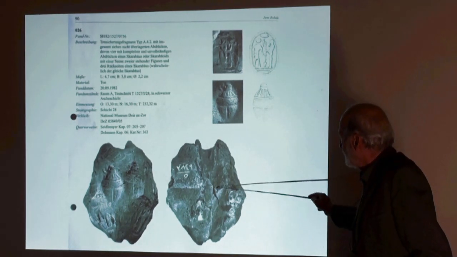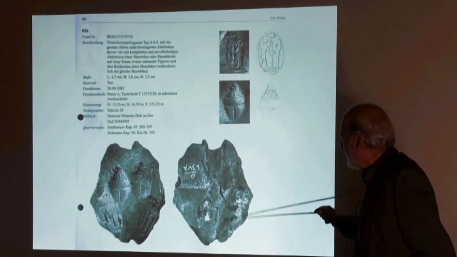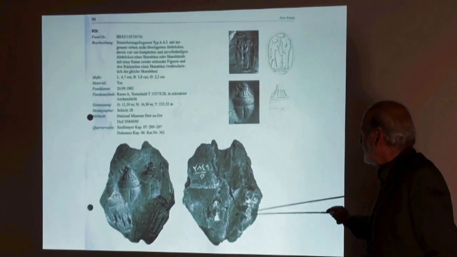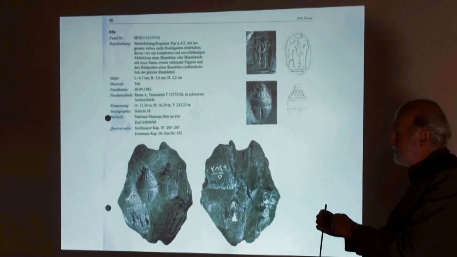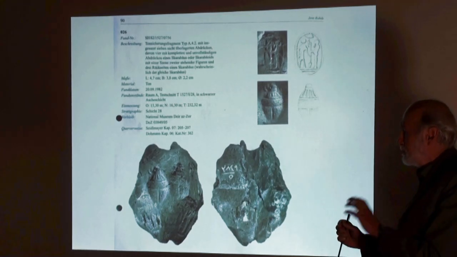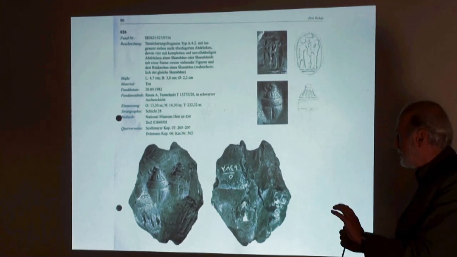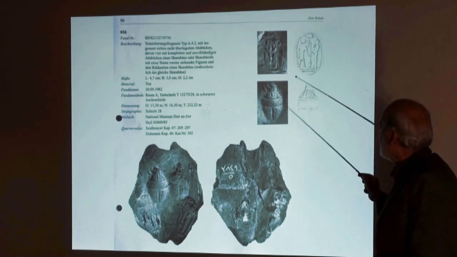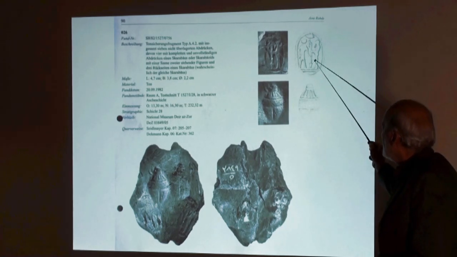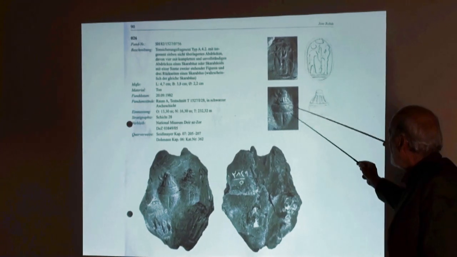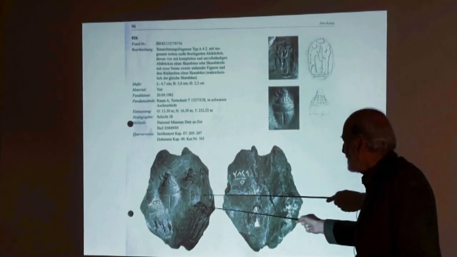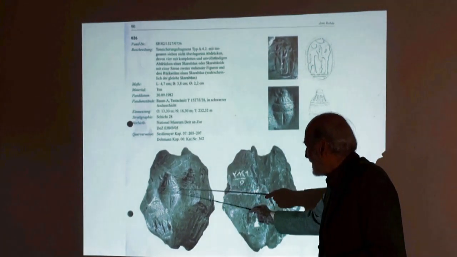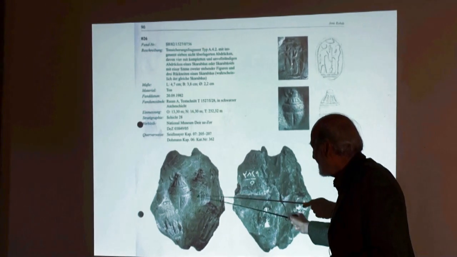I think the indent there must be the string or whatever, because you tie something up and then you put a lump of clay over the knot and then seal it. In this case, we've got both the design on the bottom of the scarab and the back of the scarab. So they didn't normally impress the back of the scarab, but in this case they have.